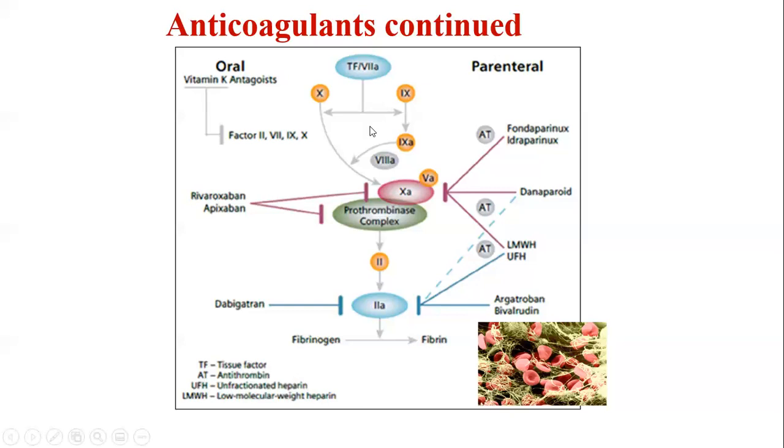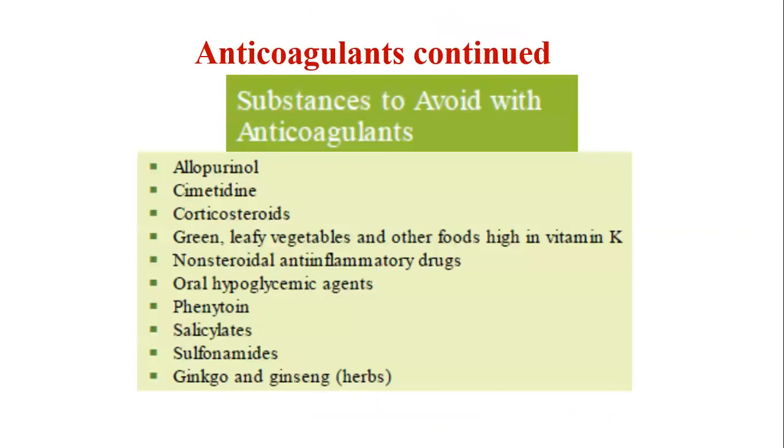So first of all, there are oral and parenteral forms. You see different factors convert each other. During the conversion, the anticoagulant blocks the pathway. Like here, for example, dabigatran stops factor 2A and prevents fibrinogen to fibrin. So in different pathways, the anticoagulant works and stops the clot formation.